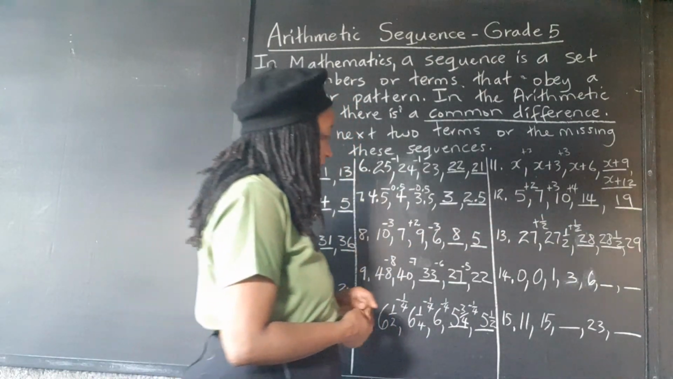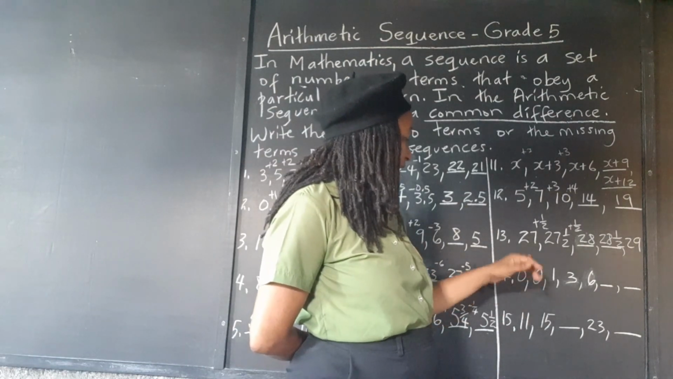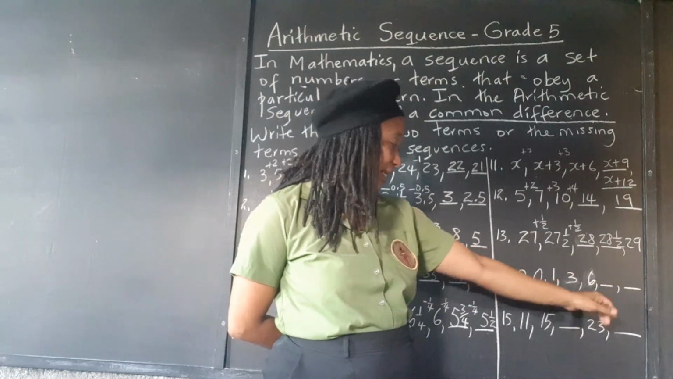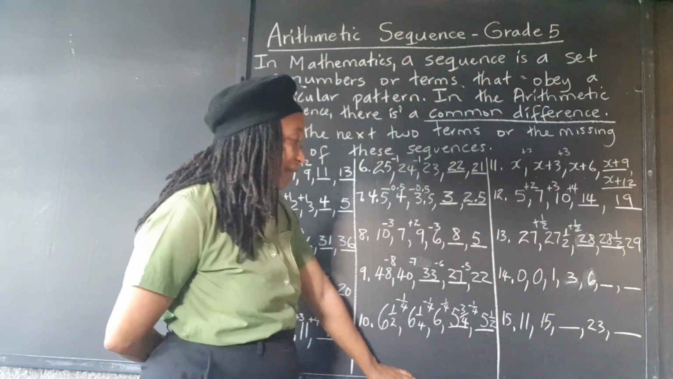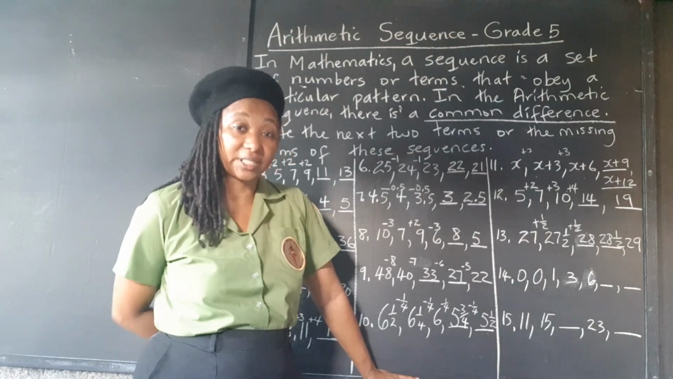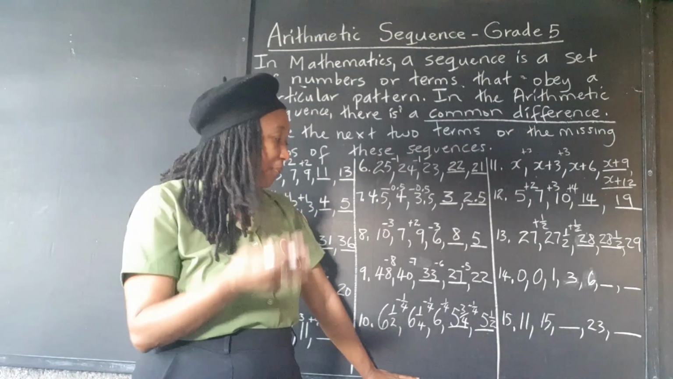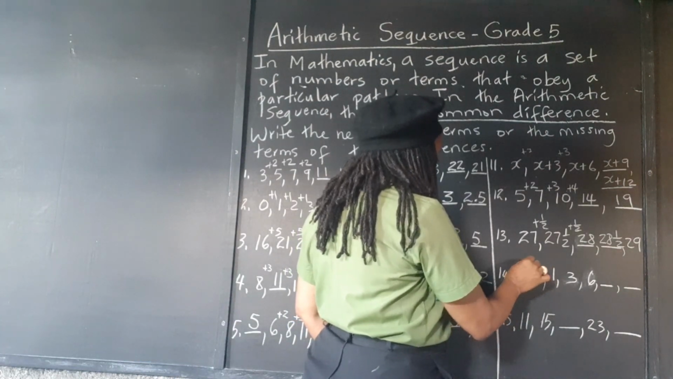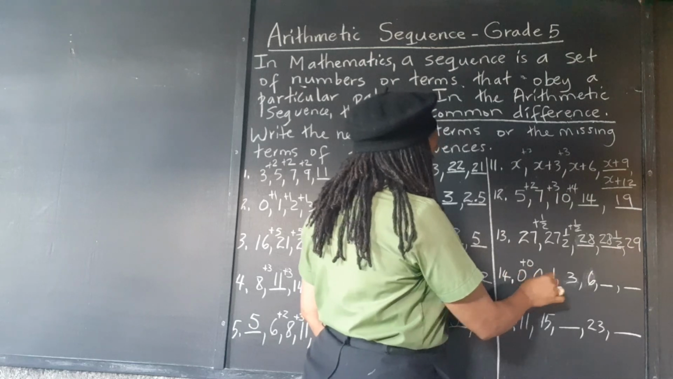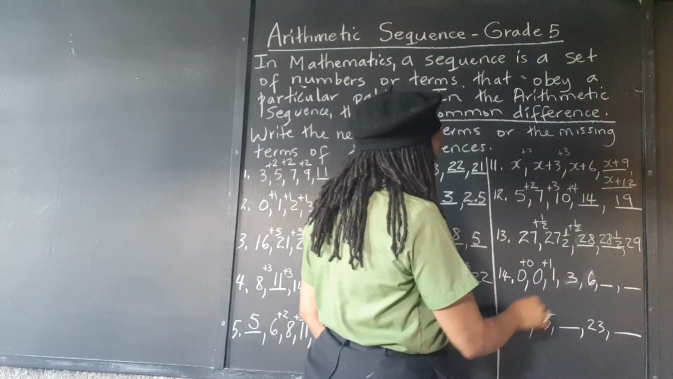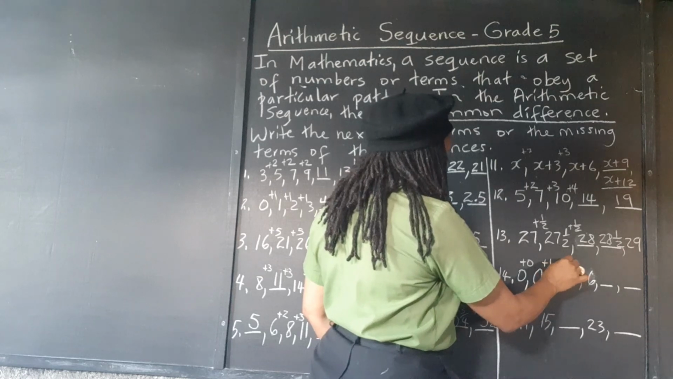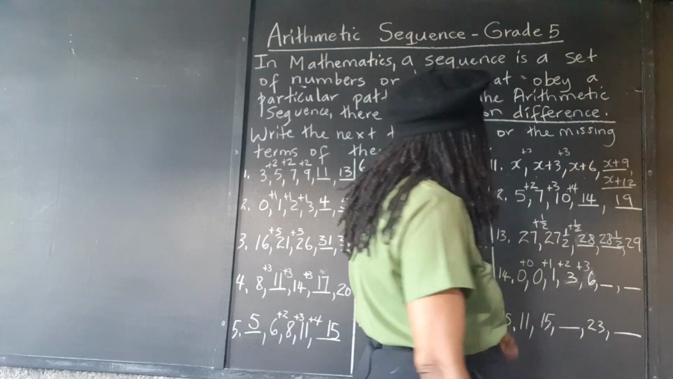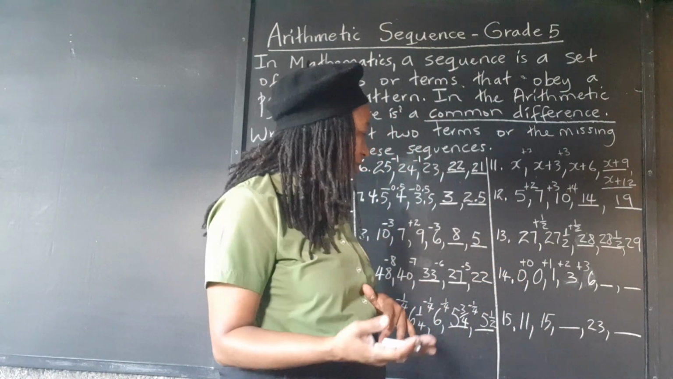Alright, what are they doing here? 0, and then 0 again, and then 1, 3, 6. Well, they clearly aren't adding the same thing each time. So let's figure out what is happening with the common difference each time. From 0 to 0, we add 0. 0 to 1, we add 1. 1 to 3, we add 2. 3 to 6, we add 3. Alright, so each time they're adding 1 more to the common difference.